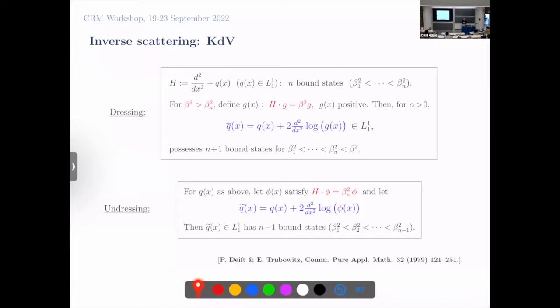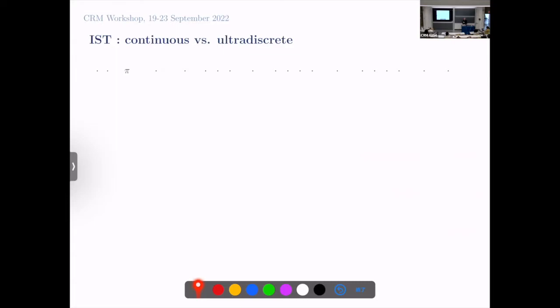And now my claim is that this works exactly in the same way for discrete KdV and for ultra-discrete KdV. The only problem that is left then, when you realize that this actually works, is how to define a scattering problem for ultra-discrete KdV. So that's going to be the most important part of the talk. This is the beginning of the 90s. I was involved with basically John Nimmo.